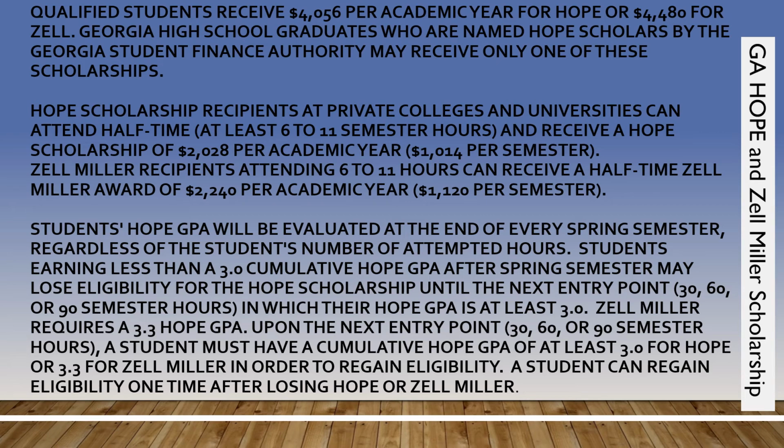And so the most important piece is that you will be evaluated at the end of every spring semester, regardless of your attempted hours. You need a cumulative GPA of 3.0 for the Hope after spring semester. And the checkpoints for both are 30, 60, and 90 semester hours. For Zell Miller, you are required to have a 3.3 GPA. A student who loses their Hope or Zell Miller can regain eligibility one time after losing it.